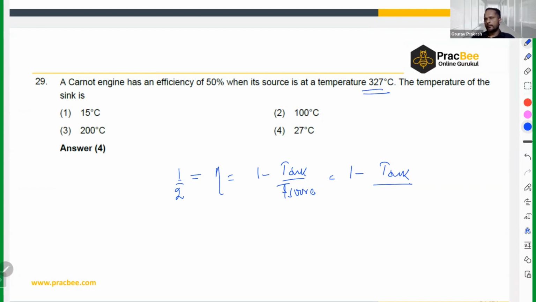So 327 plus 273 is 600. So I get the answer as 1 by 2. 1 by 2 is equal to T sink by 600. So T sink comes out to be 300. So 300 Kelvin. So in degrees Celsius, it is 27 degrees Celsius. That is the fourth option.